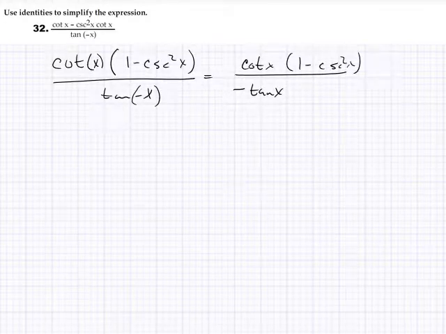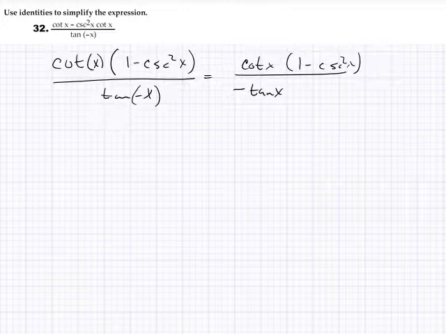Then you're going to use one of your Pythagorean identities to take care of the cosecant squared. So you should know that 1 minus cosecant squared should be equal to negative cotangent squared. These are just identities that we should know at this point. So remember your three Pythagorean identities. One is that sine squared plus cosine squared equals 1. Another one is that 1 plus tan squared equals secant squared. And then 1 plus cotangent squared equals cosecant squared.